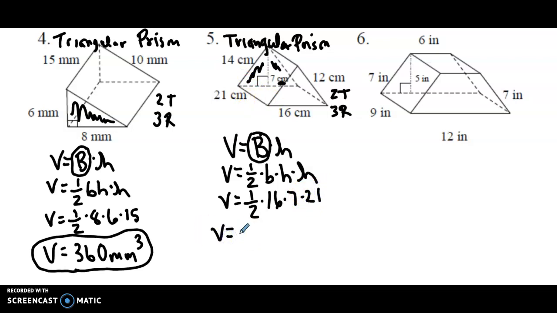And plug that into your calculator. 1,176 cubic centimeters.